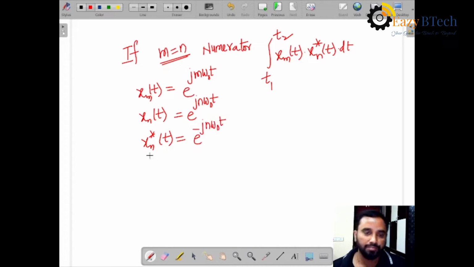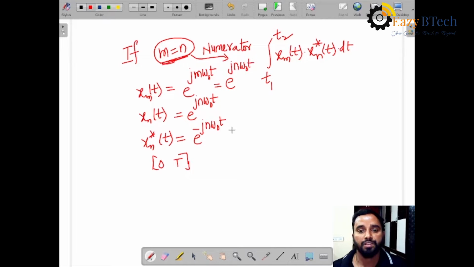And here we have limits. What are the limits? 0 to t naught or T; here I am taking T. Let's substitute and take the condition m is equal to n. If m is equal to n, in place of m you can take n, or in place of n you can take m. So I am taking m equal to n, so x m of t will become e power j n omega naught t. All this we substitute in the integral, then we can see what the answer will be.